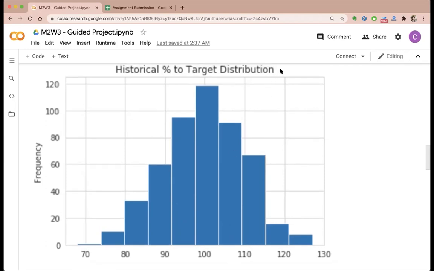When we say that, it means that if the population is all the sales representatives over all the years, this is just a sample of that. This is just historical percentage to target, but percentage to target can be thought of as following a normal distribution in the population. So if you theoretically say that percentage to target follows a normal distribution, this sample is basically just supporting that fact.